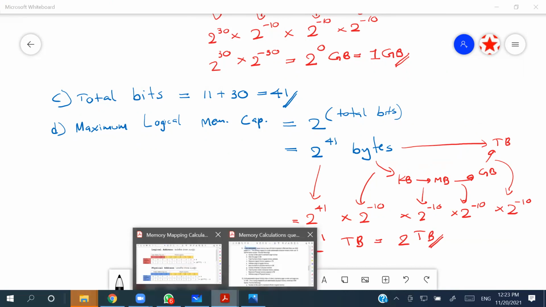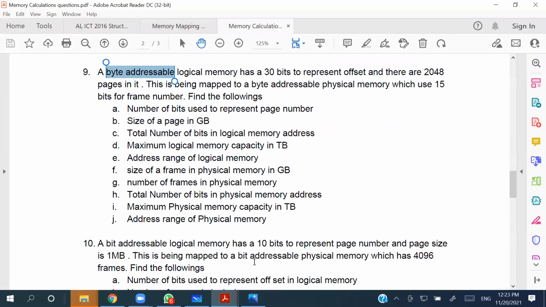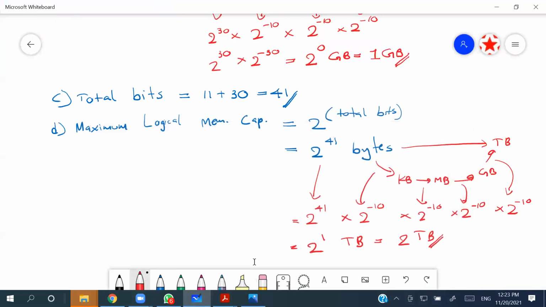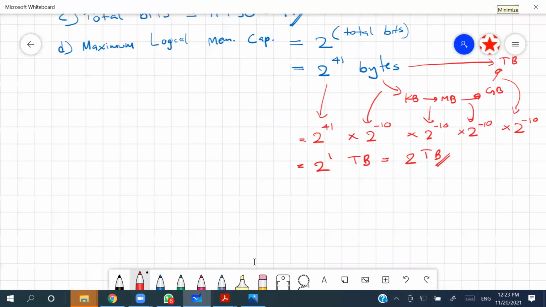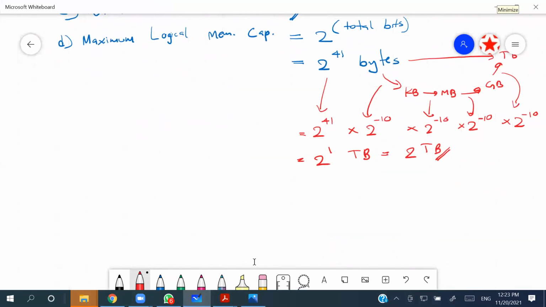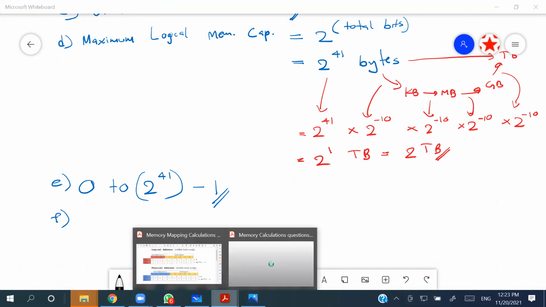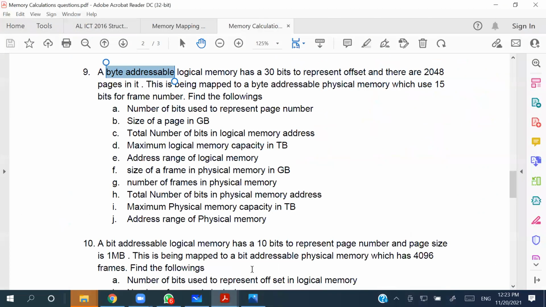Then part E, what does it contain? Address range of logical memory. What is the address range of logical memory? It has 41 bits in its address. So the address range is 0 to 2 to the power 41 minus 1. Right, so that covers the logical memory.